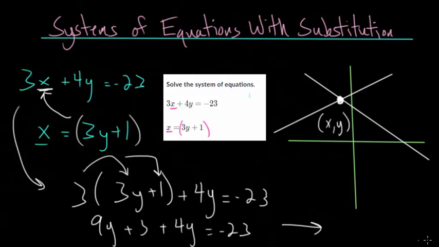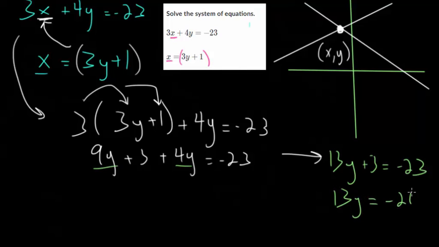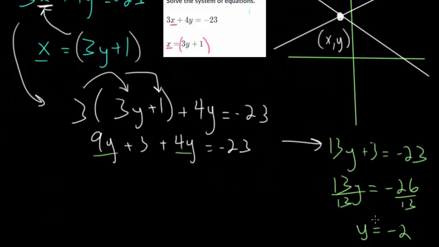We can keep working over here, though I'm going to make a little bit more room. And let me switch colors. So we can combine like terms. You get 13y plus 3 is minus 23. And let's subtract 3 on each side. So 13y equals minus 26. And then divide everything by 13 to figure out what y is. 26 divided by 13 would be 2, but we have that negative. So y is simply negative 2.